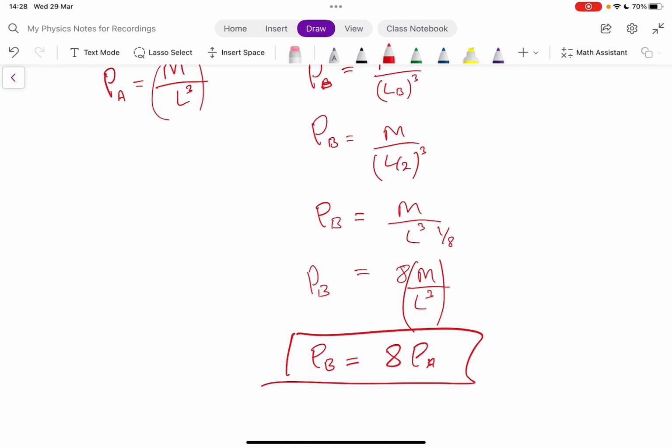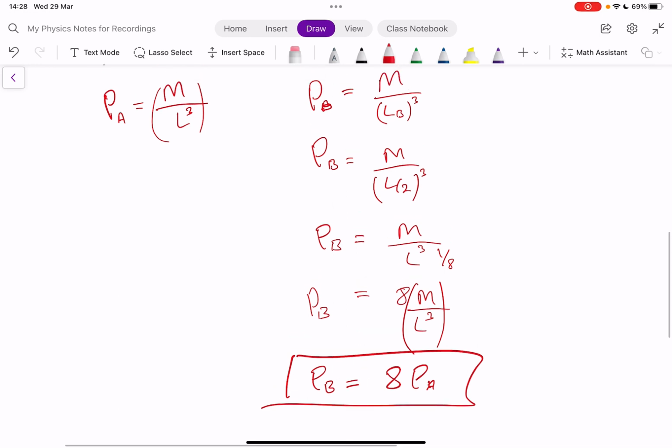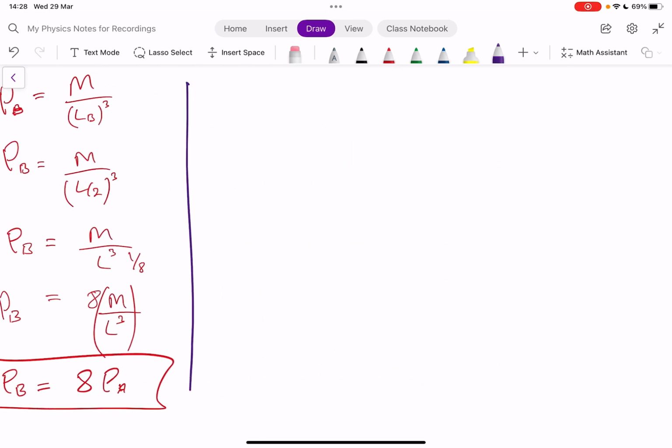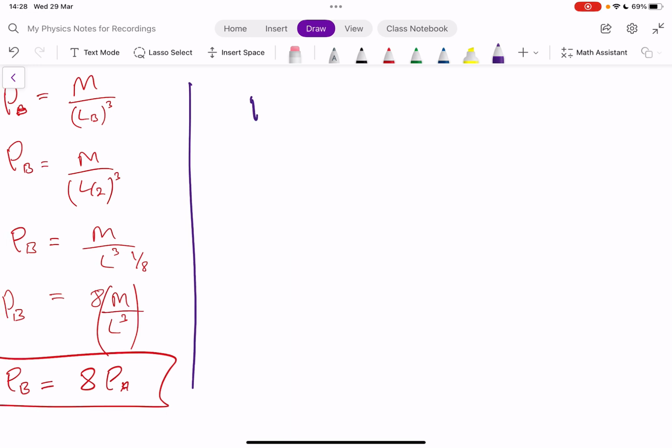We could do it slightly differently by actually taking a ratio. So let's just do the same thing again, but this time we're just going to take a slightly different approach. I'm going to answer exactly the same question. So again, we take the density of A as the mass divided by L cubed. And again, the density of B is the mass of B, which is just M, over L over 2 all cubed.